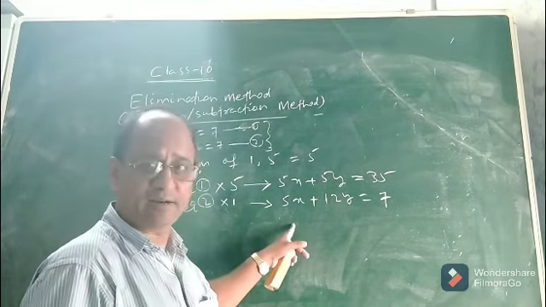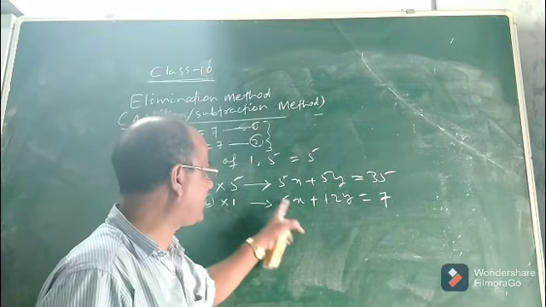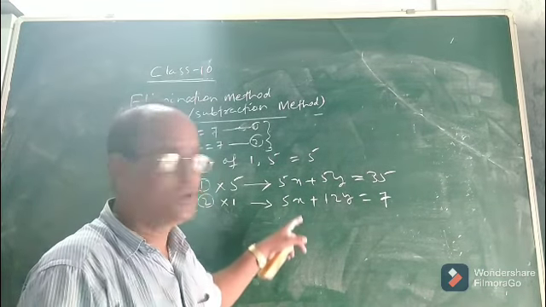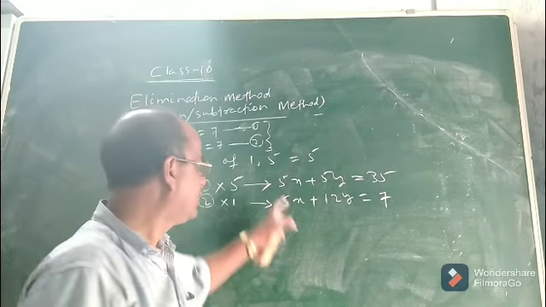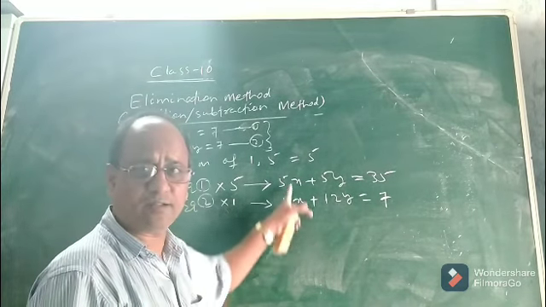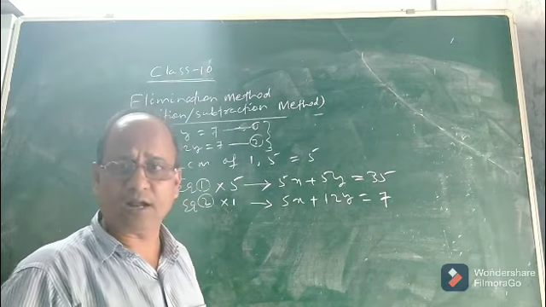Now look at children. Now the coefficient of x has become the same, and your aim is what? Your aim is to eliminate x. You said that you will eliminate x, okay? So to eliminate x, I have made the coefficients equal. Then after that, what is the next step?